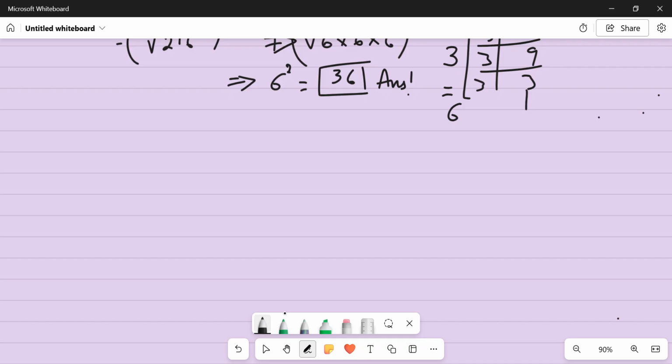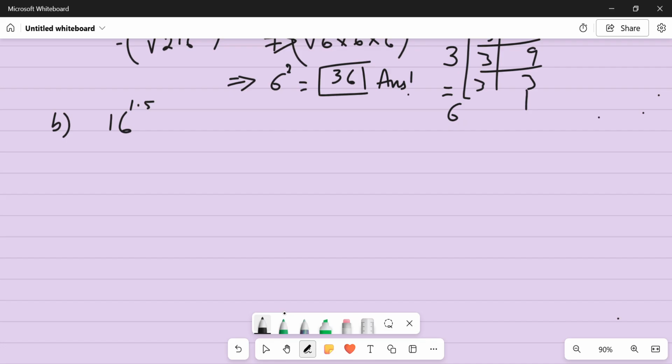Now, next question is 16 to the power 1.5. Okay. Now it's a decimal here. So you just bring this 1.5 into fraction form, right? Because we need this in the fraction form, so then we will convert into a radical form, right?